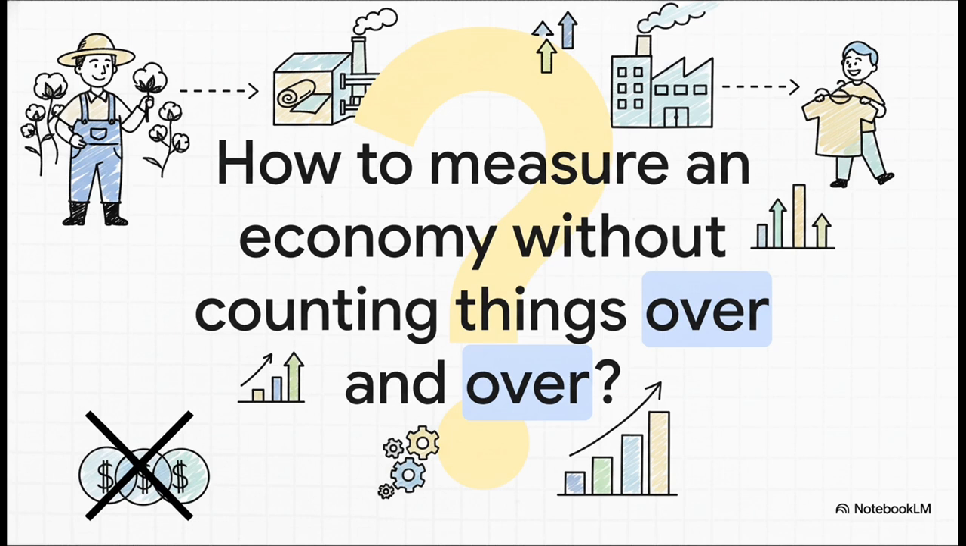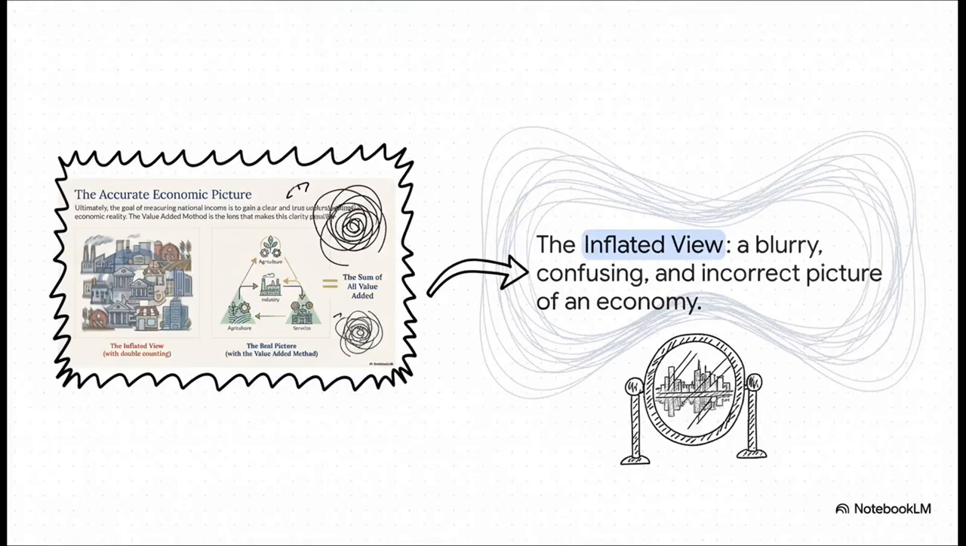It's a real puzzle, and if we get it wrong, we end up with a completely distorted view of the economy. And this is exactly what that distorted reality looks like. We call it the inflated view. It's what you get if you just mindlessly add up the sales of every single business. Sure, the number looks massive, but it's blurry, it's confusing, and honestly, it's just plain wrong. It's like looking at the economy through a funhouse mirror.